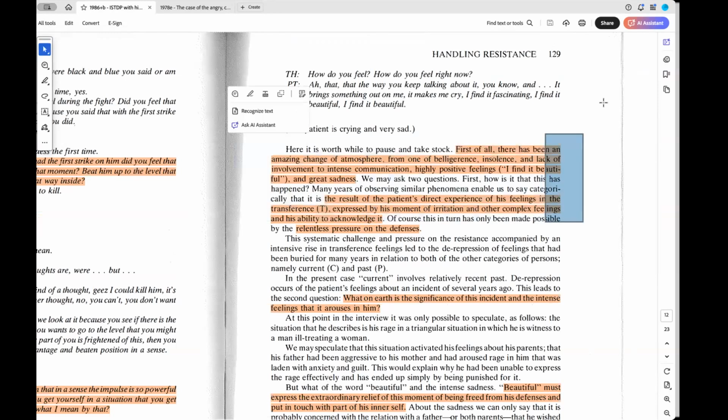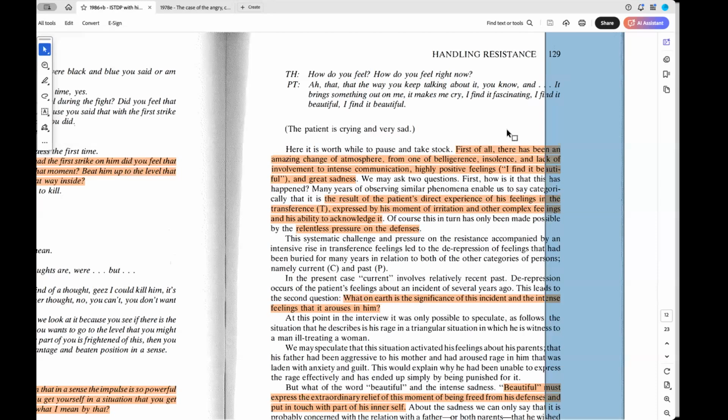here, in this part, Davanloo writes, first of all, there's been an amazing change of atmosphere from one of belligerence, insolence, and lack of involvement to intense communication, highly positive feelings, parentheses, I find it beautiful, and great sadness. This sentiment again drives home the point that fluidity in communication, collaboration, clarity of communication, visible affect, and meaningful links and memories of the past.